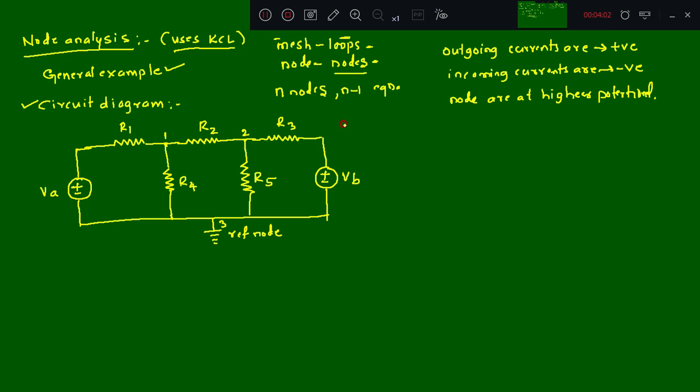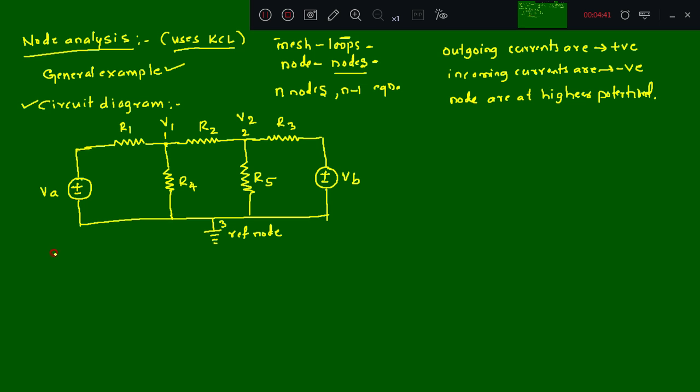Now we are going to write the KCL equations at node 1. We write node 1 as voltage V1 and node 2 as voltage V2. As in mesh analysis you write the mesh currents as X, Y and Z, similarly in node analysis we write V1, V2, V3 up to Vn. What is the first step? We need to identify the number of nodes. We have identified the nodes V1 and V2, and the third node is the reference node.